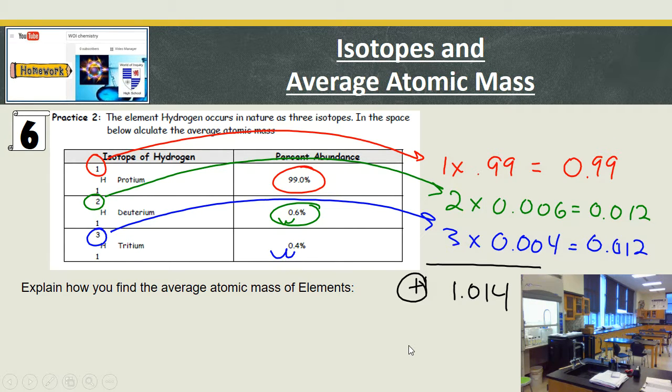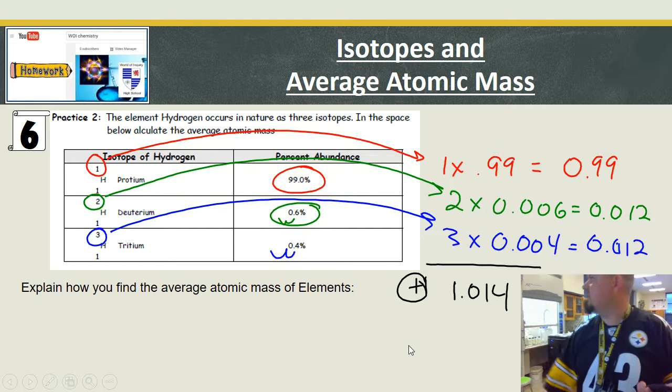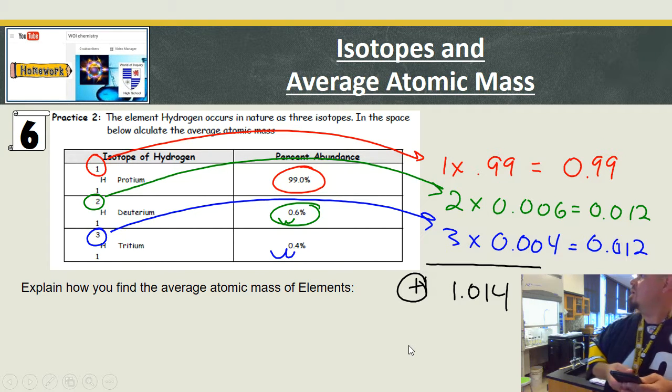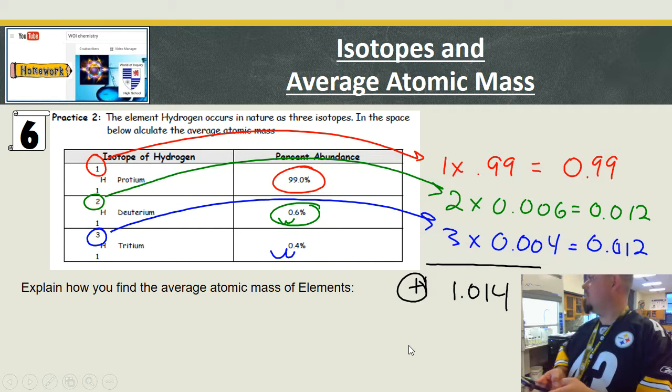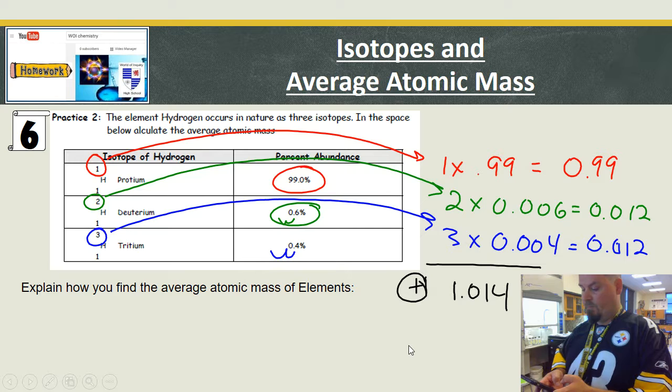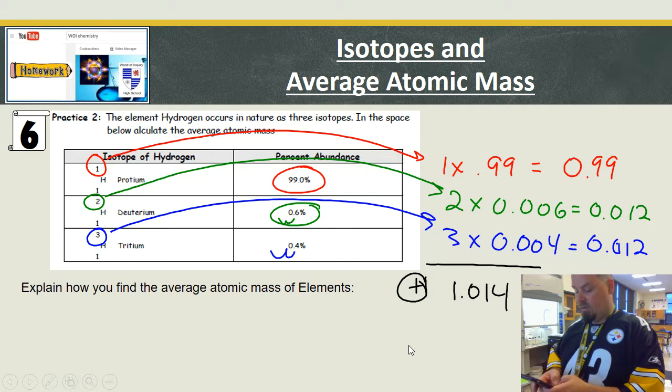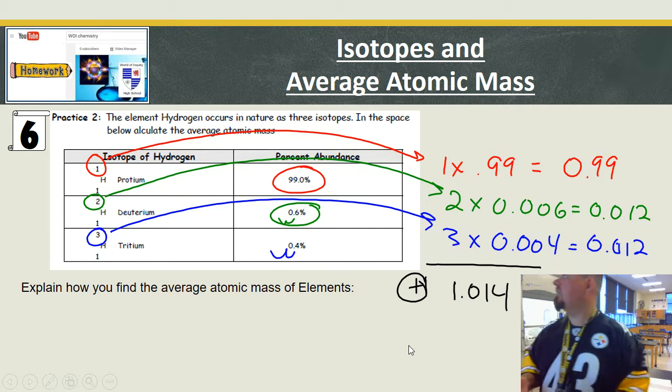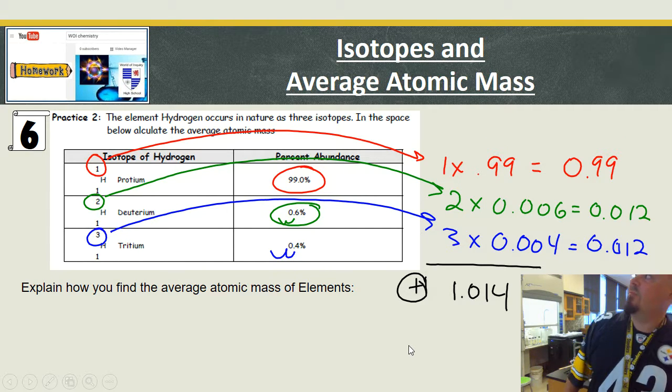And I get 1.008 on the periodic table. But that's all right. That's what this is in this particular example. Let me check my math. I did that in my head. 0.006 times 2, I got that one right. And 0.004 times 3, got that one right. All right, so that's the answer for this particular problem for hydrogen.